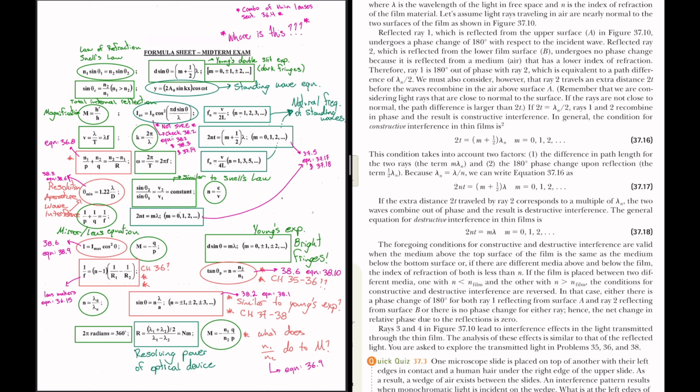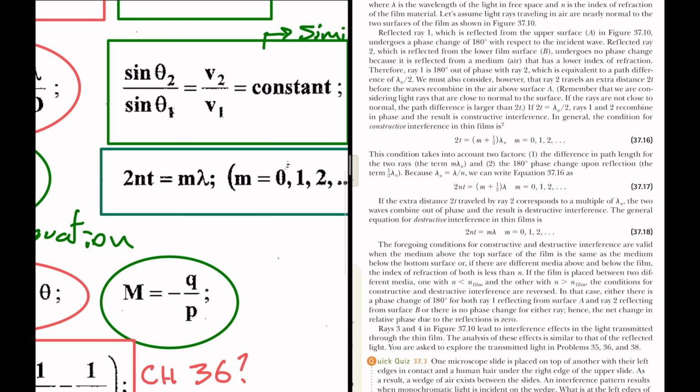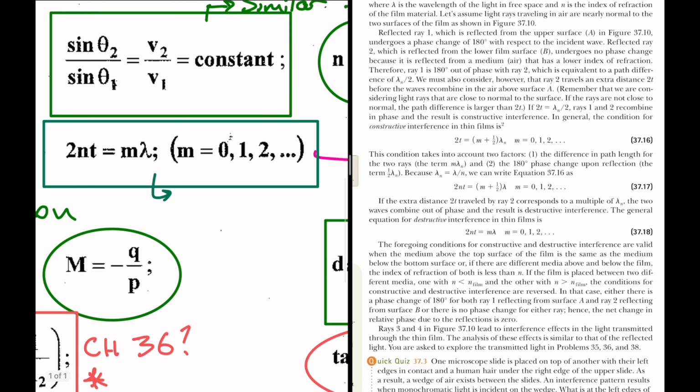Because lambda subscript n equals lambda divided by n, we can write equation 37.16 as the following, which is for constructive interference, right? If the extra distance 2t traveled by ray 2 corresponds to a multiple of lambda subscript n, the two waves combine out of phase and the result is destructive interference. The general equation for destructive interference in thin films is this one. So I'm actually going to write this over here.